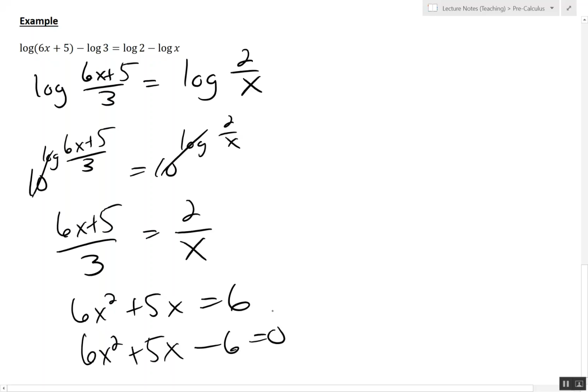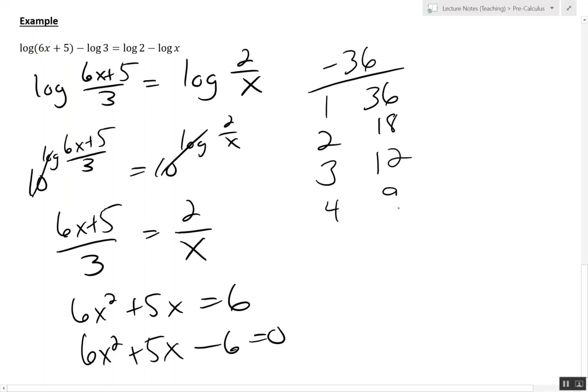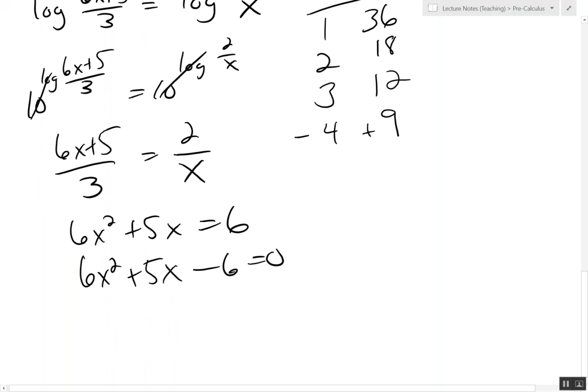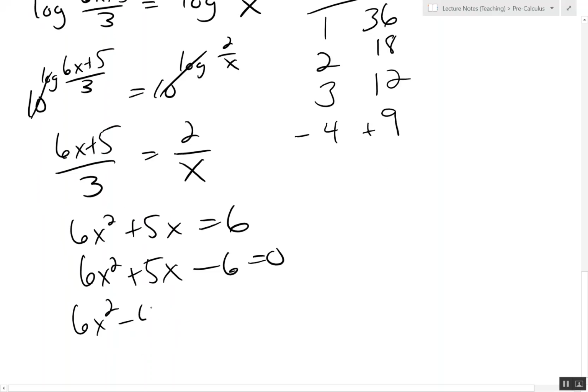And this one we have no choice but to factor carefully. Well, let's see. We need factors of negative 36 that add to 5. Let's see if there are 1 and 36. I don't see it. 2 and 18 don't work. 3 and 12 don't add up to 5 in any way. 4 and 9 do add up to 5. I didn't think we were going to find it, but we did. So we need a positive 5, so this is going to be positive 9 and negative 4. I'm going to rewrite this as 6x squared minus 4x plus 9x minus 6 equals 0.